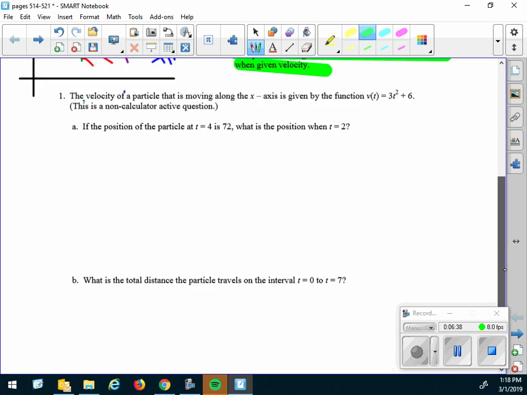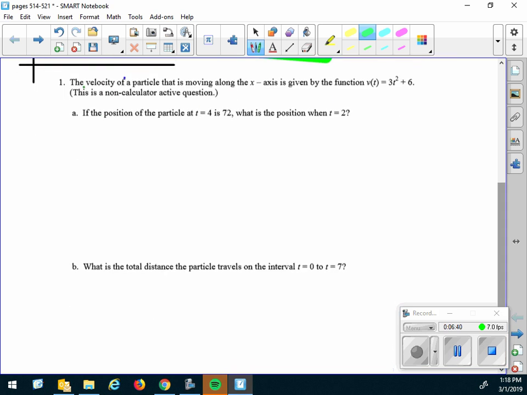Here we go. Number 1. The velocity of a particle that is moving along the x-axis is given by this function.